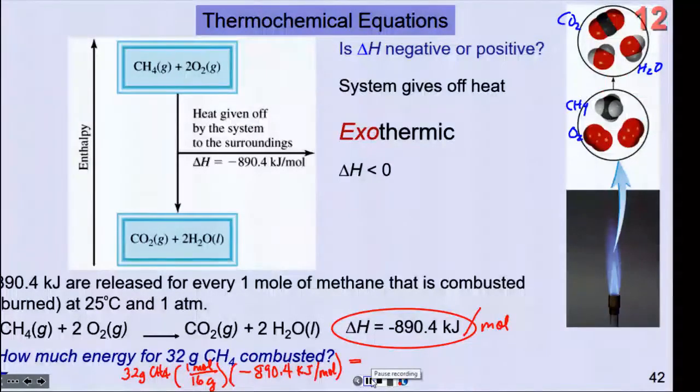If you got your calculator handy, you can figure it out right alongside here and double the value. You get 1,780.8 kilojoules if you have 32 grams of methane. So that's how we use the kilojoules per mole in a simplistic example. All right, we're not done. We need more examples. Keep going.